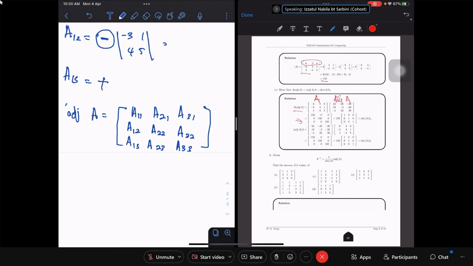When you factorize 150, this is actually the identity. So it already shows that when A times adjoint A, you will get determinant A times identity. Why?